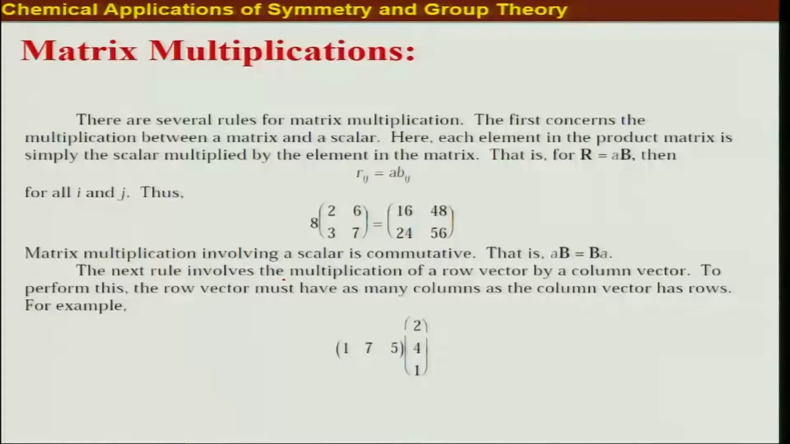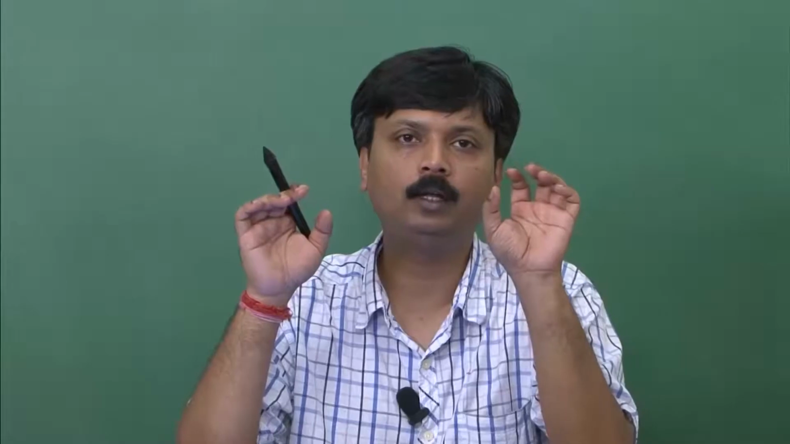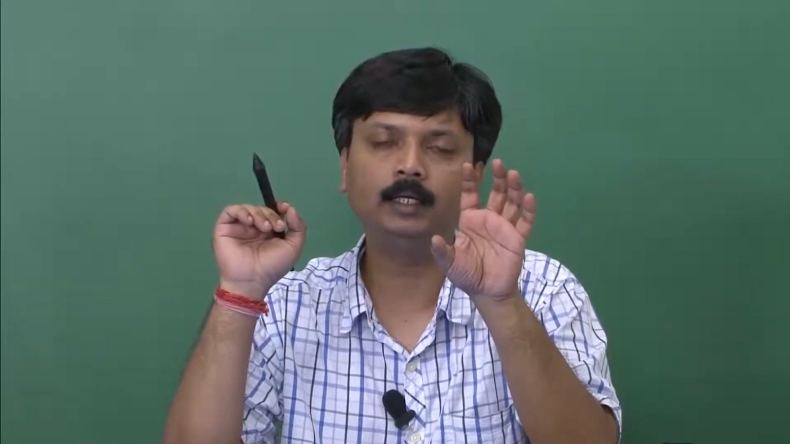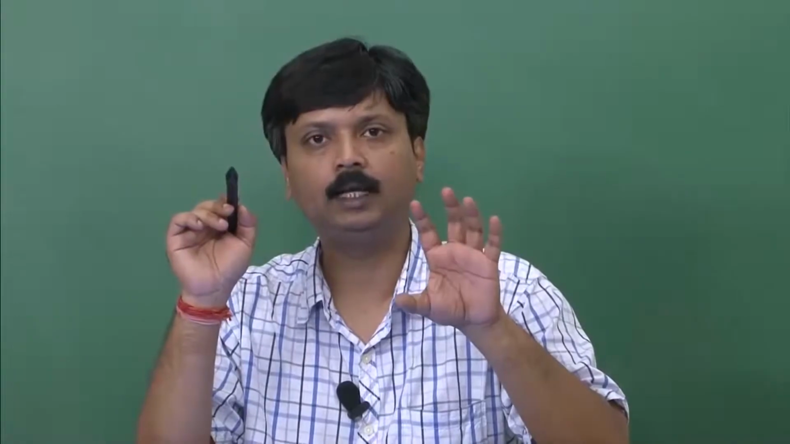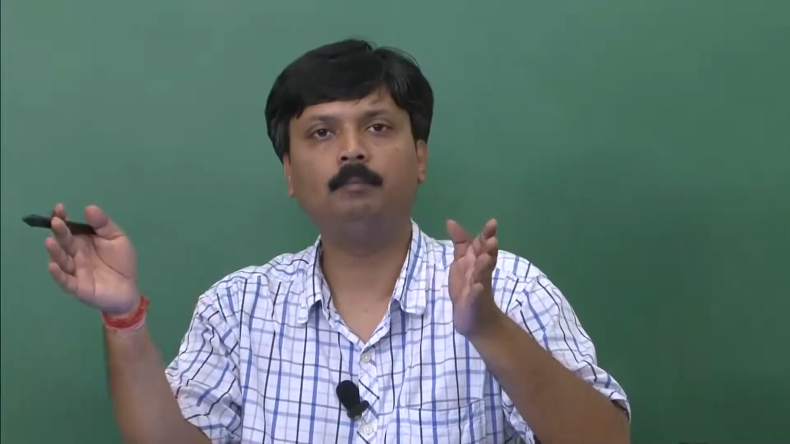So there are certain rules for matrix multiplications which are scripted here. The first one concerns the multiplication between a matrix and a scalar. If you are given any matrix of any order and a scalar, and you have to multiply the scalar to this matrix, then it's simply multiplying each element of the matrix by this scalar quantity. Then you get a multiplication.